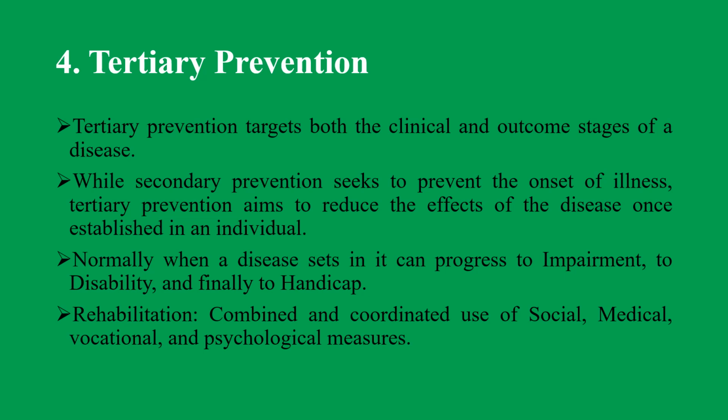So rehabilitation here involves combined and coordinated use of social, medical, vocational, and psychological measures. When we talk of social rehabilitation, we mean restoration of an individual's family or social relationship that might have ended because of the sickness. Then medical rehabilitation is the restoration of bodily functions, for example, movement of certain body parts or limbs.